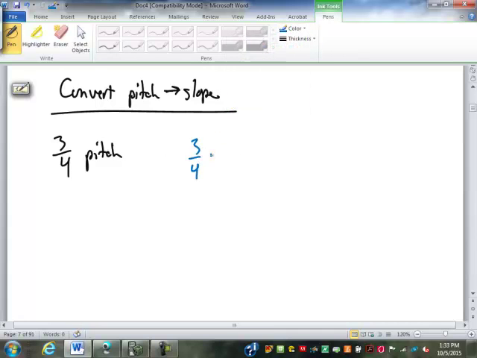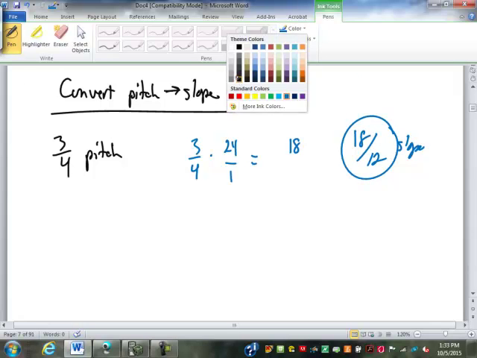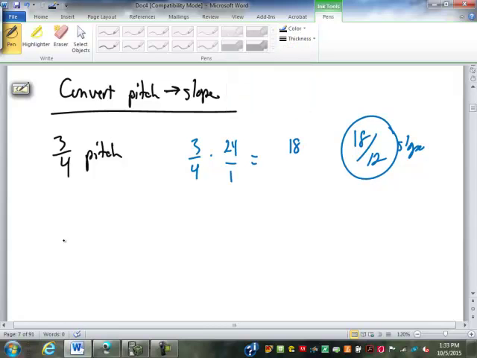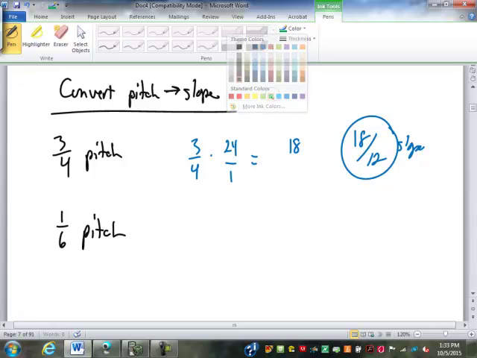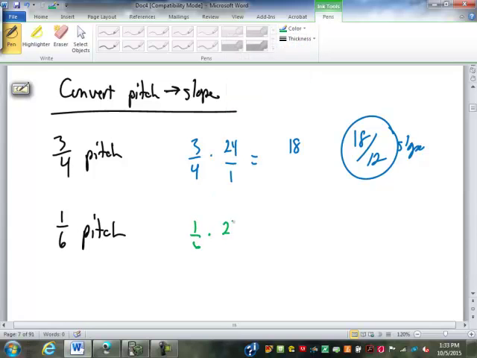So 3/4 times 24, which is going to be what, 18? That's an 18/12 slope. Or we might have, more commonly, a 1/6 pitch. What are we going to do with that? 1/6 times 24 is going to be 4. So it's going to be a 4/12 slope.